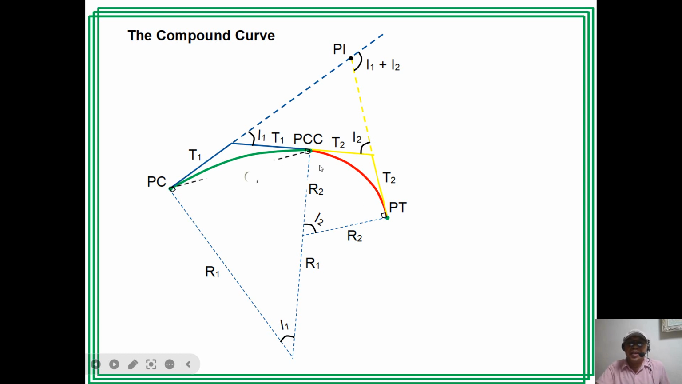Then we have the chord length C1, the chord length C2, and the long chord from PC to PT, that is C. Then we have LC1, length of curve 1, and LC2, the length of curve 2. So still, by using trigonometry, we can solve the requirement using the given elements of the compound curve. Just take note that the compound curve is composed of two simple curves, so we can apply trigonometry to each of the two curves.